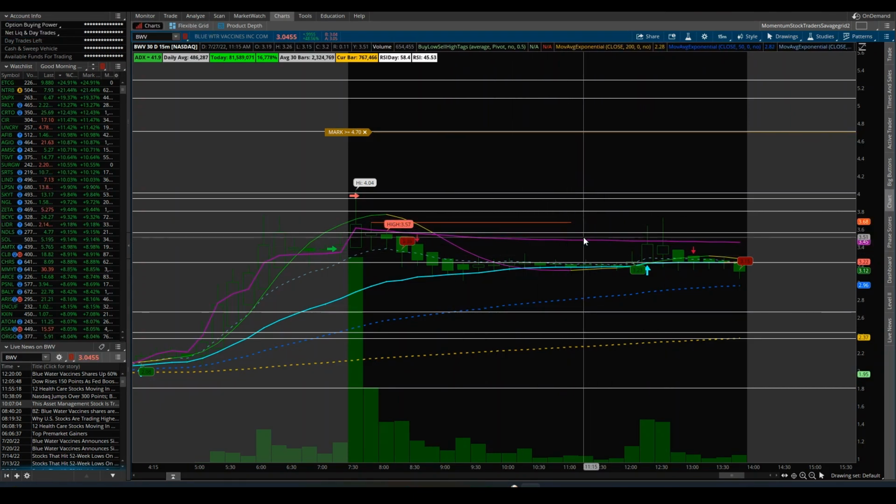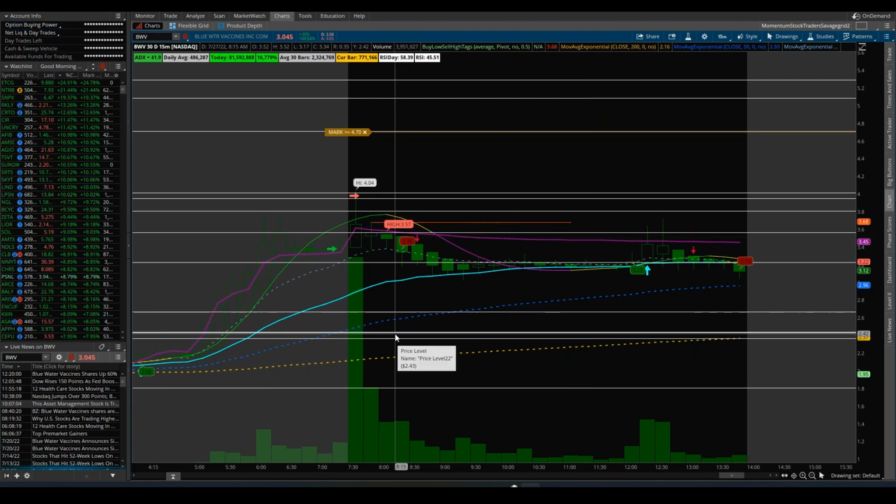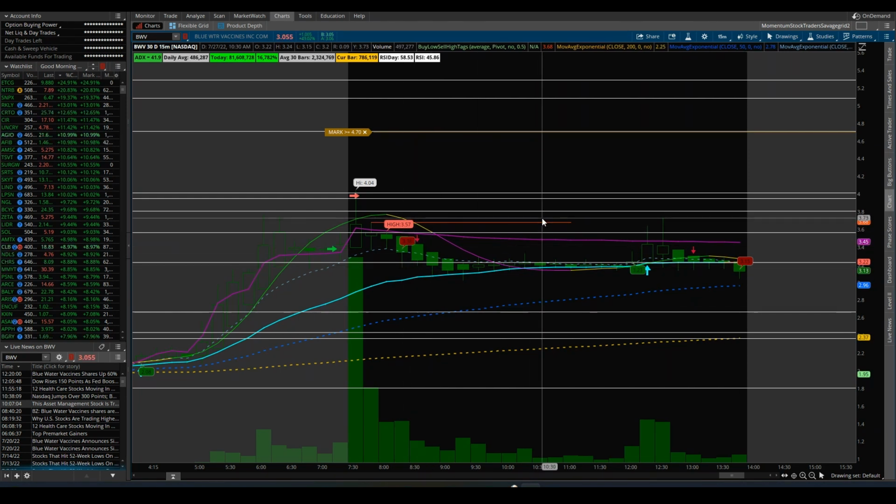These lines are here for a reason. They're here to help you. And when I call out targets, in this case, we knew that it was a tight range, that it was going to be pretty choppy because the range was very tight. Anyway, that's all I had for this video. If you have any questions, let me know.